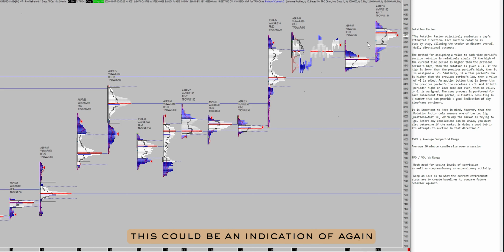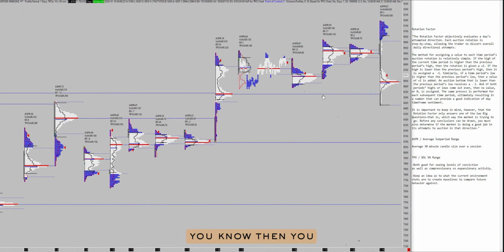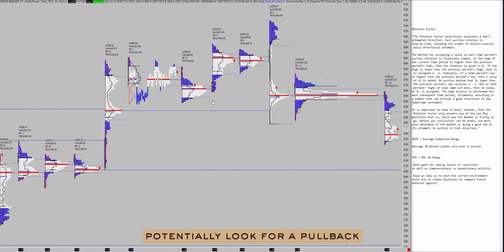This could be an indication of, again, when you have the market moving sideways, but let's say, for example, you're looking at your rotation factors that are very positive, 25, 12, 17, the market trying to move upward and doing a poor job of doing it, then you potentially look for a pullback. So you actually do end up having that over here. The market very aggressively moving into the highs, but not really doing much in terms of covering any further distance.